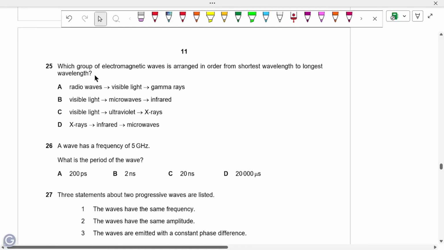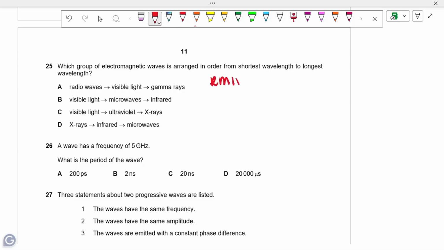Question 25. Which group of electromagnetic waves is arranged in order from shortest wavelength to longest wavelength? Okay, I have a little acronym here. Rick Martin is very ugly except Grace. So if you know someone that starts with an R, then an M, you can just say RM is very ugly except that person. So it's just a little funny way of memorizing the wavelengths.